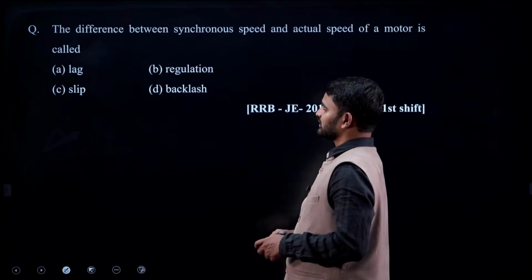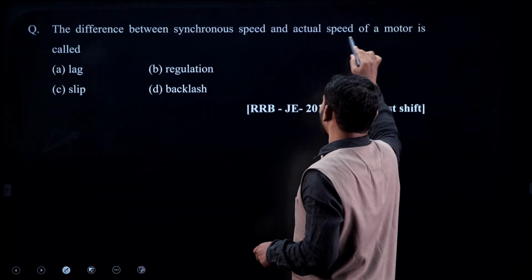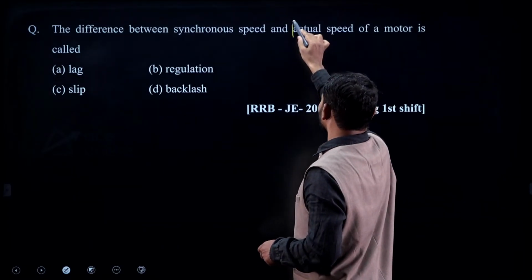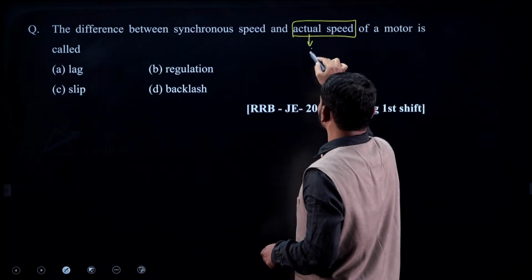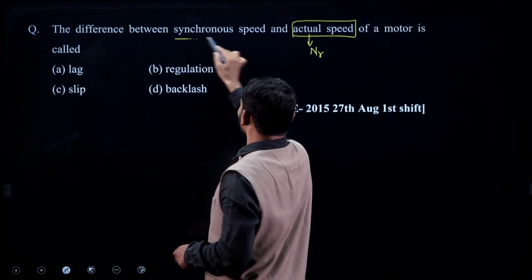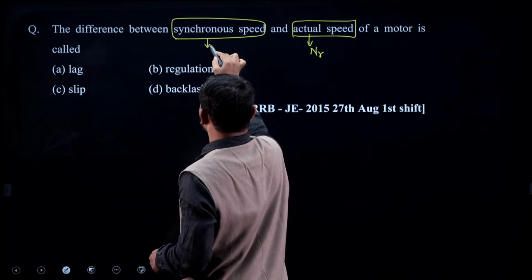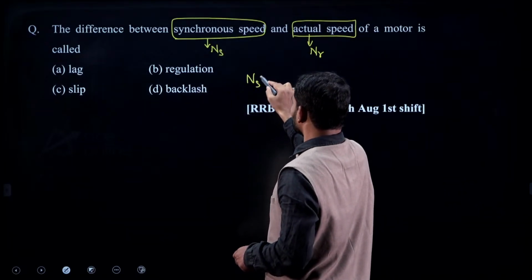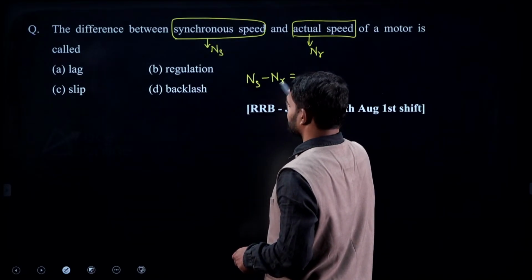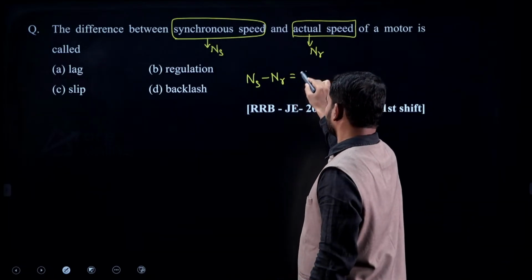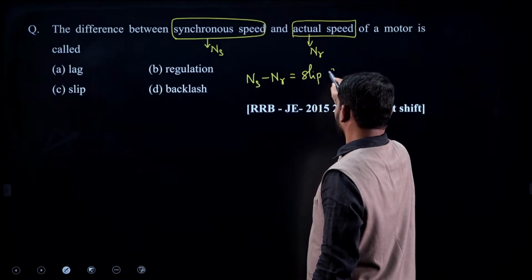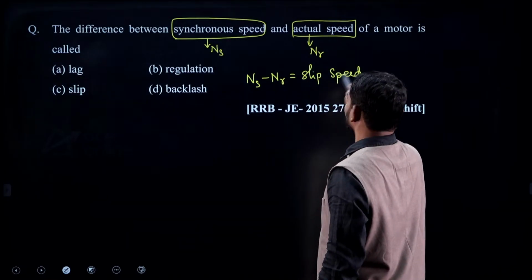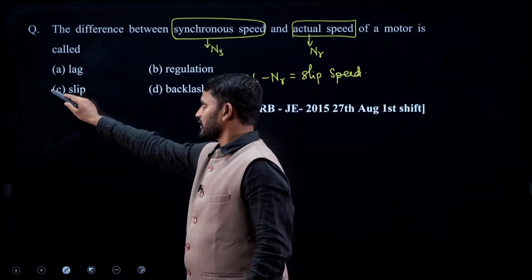Let us have one more question. The difference between synchronous speed and actual speed is nothing but rotor speed. Synchronous speed, how will you represent? Ns. So the difference is going to be Ns minus Nr, you call it as slip speed.